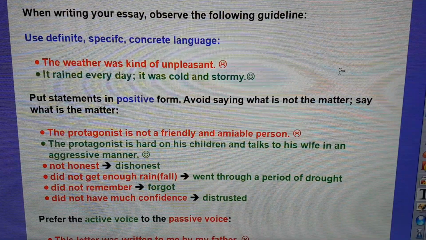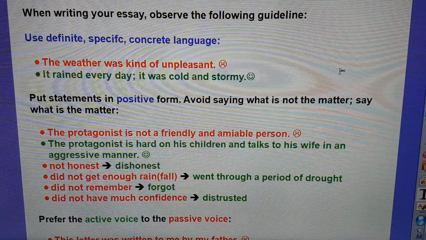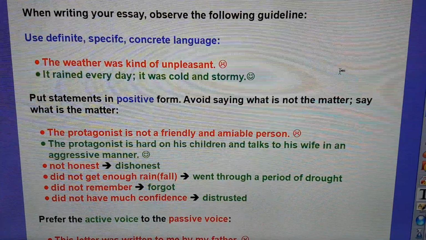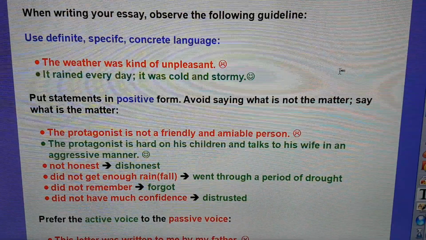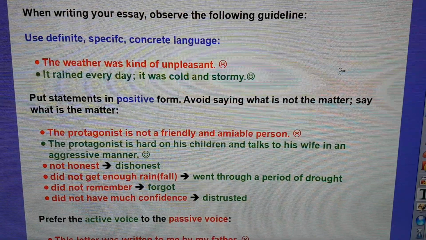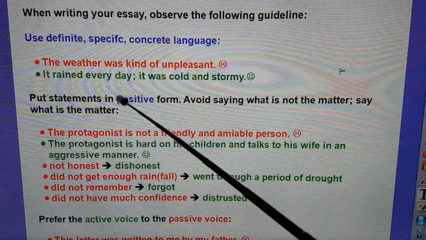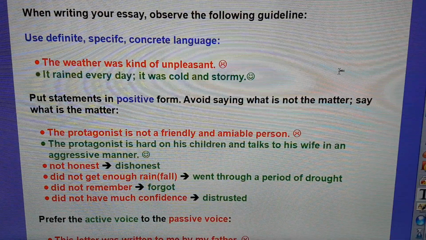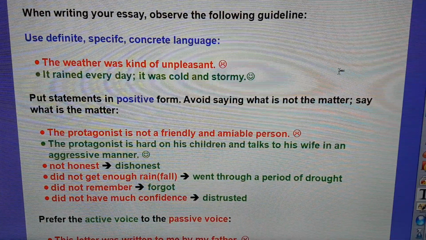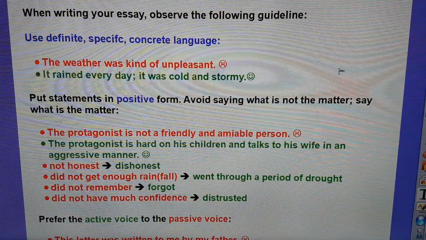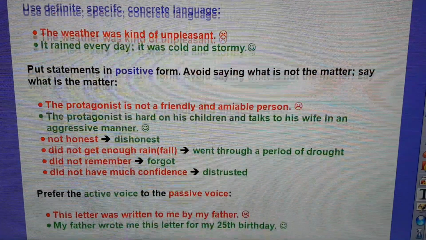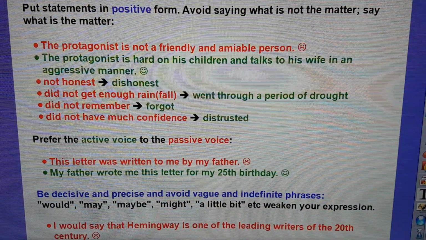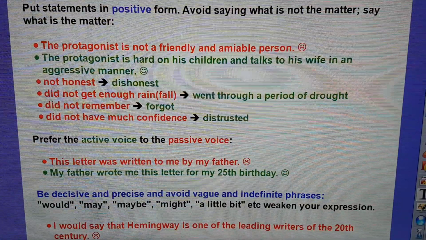what does that tell me? Oh, okay, unpleasant. Yeah, well, excuse me. Shitty weather. Okay, no. Be as precise as this one. It rained every day, it was cold and stormy, and the reader knows, the weather was definitely unpleasant. And the reader also knows how and in which way it was unpleasant.